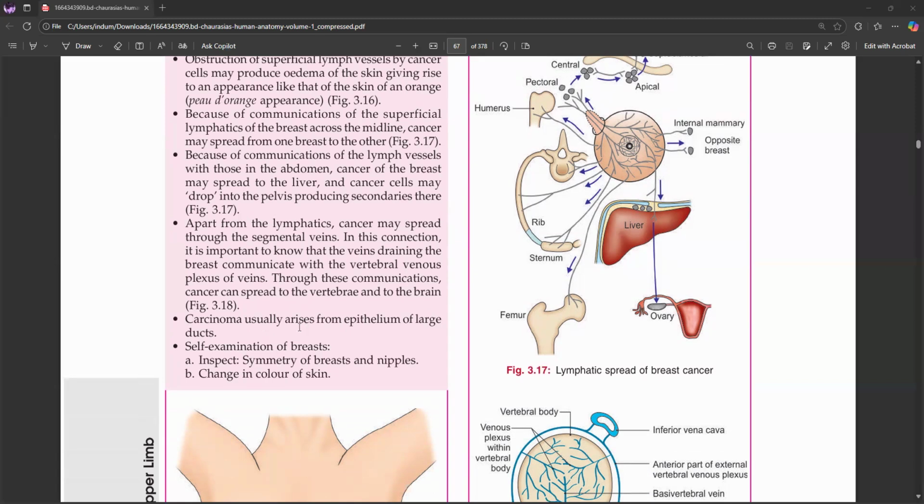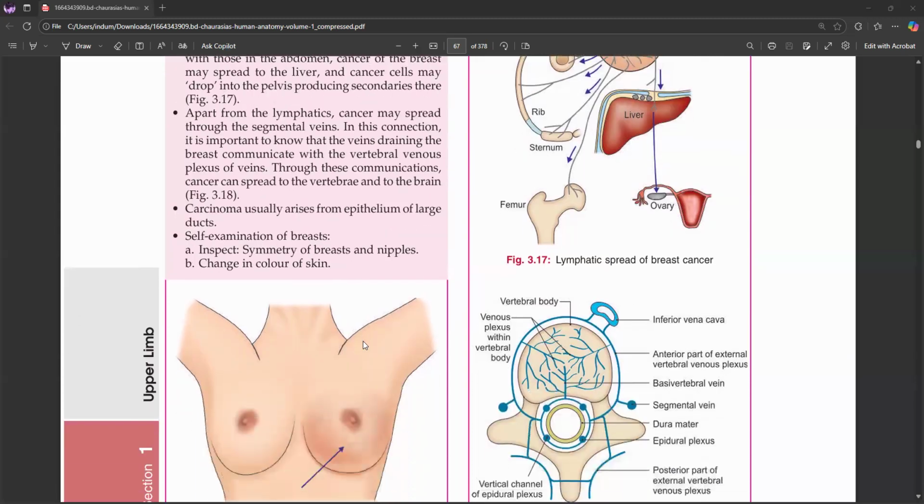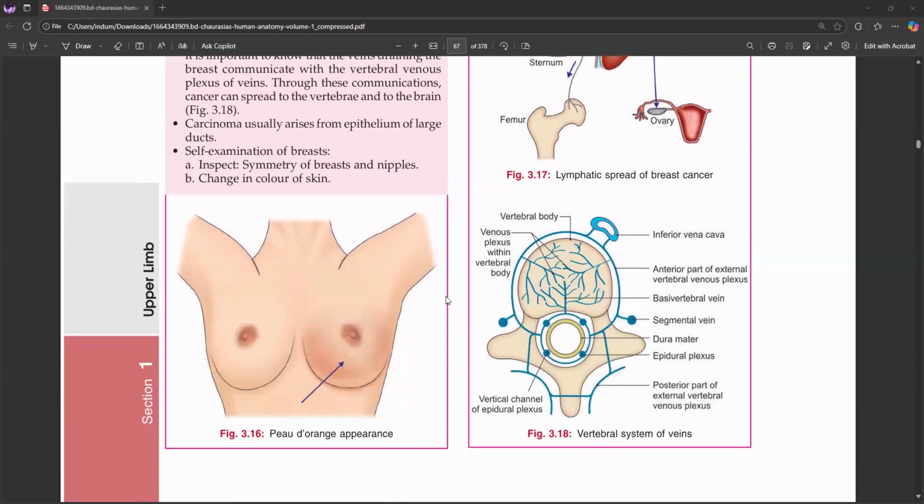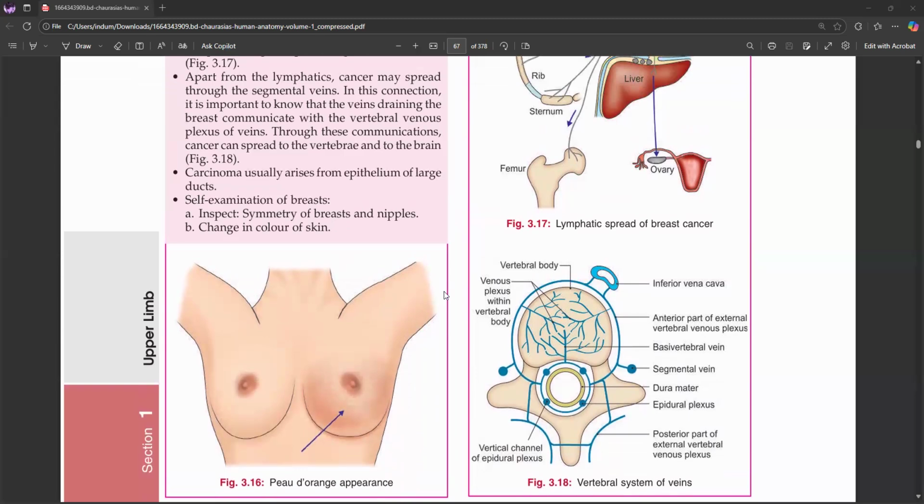In this connection, it is important to know that the veins draining the breast communicate with the vertebral venous plexus of veins. Through these communications, cancer can spread to the vertebrae and to the brain. Figure 3.18. Carcinoma usually arises from epithelium of large ducts.